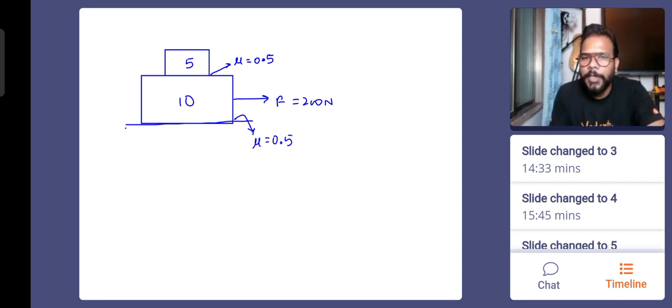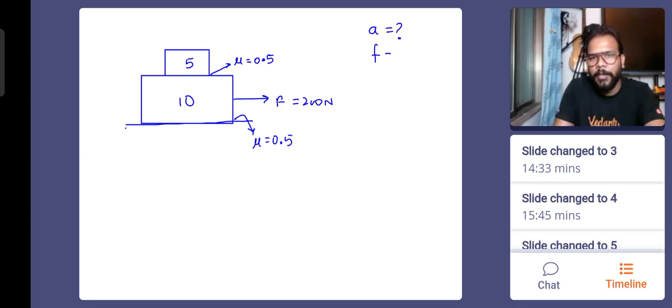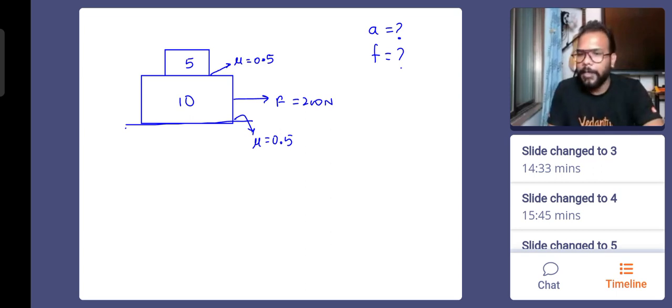तो नहीं समझ रहा. विशेष, हैव आई ड्रॉन द डायग्राम? ठीक है. हमें क्या पूछा है? एक तो तुमने बोला एक्सेलरेशन निकालना है ना दोनों के, और फ्रिक्शन फोर्स कितने पता लगाना है. करेक्ट, परफेक्ट.